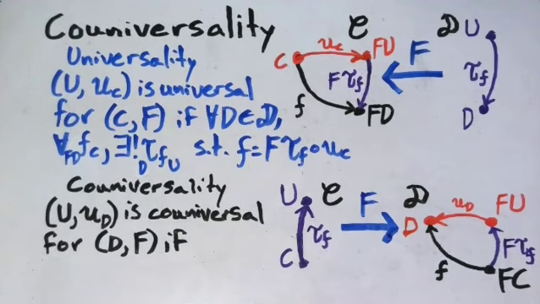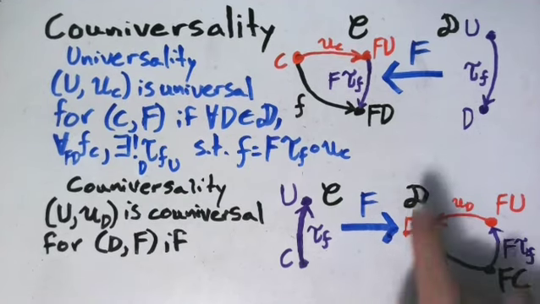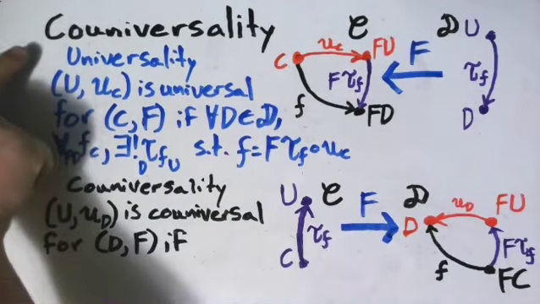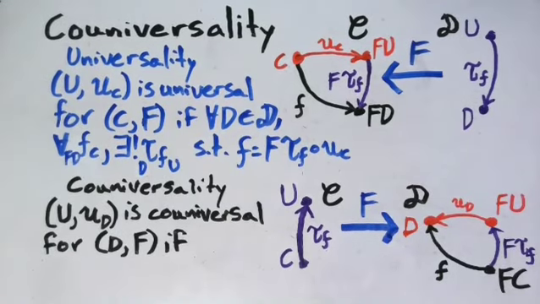But that's not because we're looking at the dual concept. You don't need to flip the functors when you're looking at the dual of a concept. The only reason I've done that is because I want to make this terminology a little simpler for later on. So we've flipped the functor F here, but that's not because we're looking at co-universality. It's just because I want to make the terminology easier.